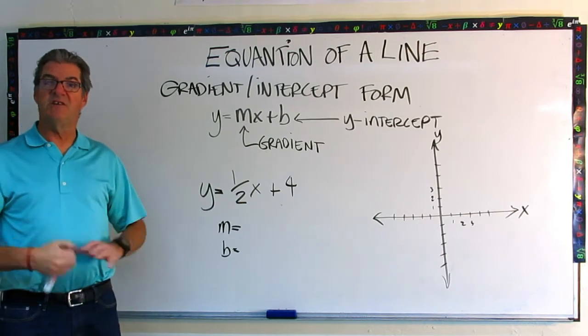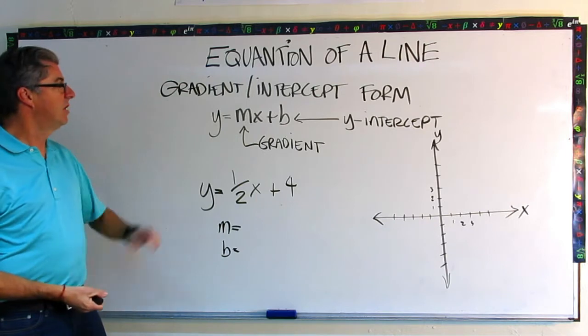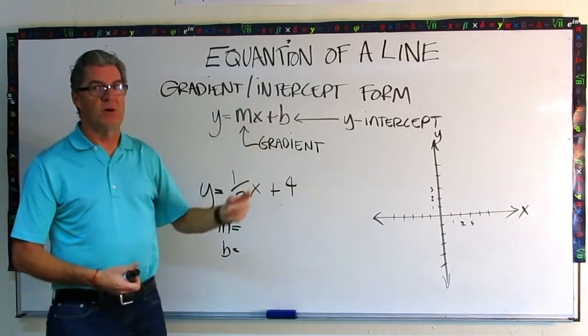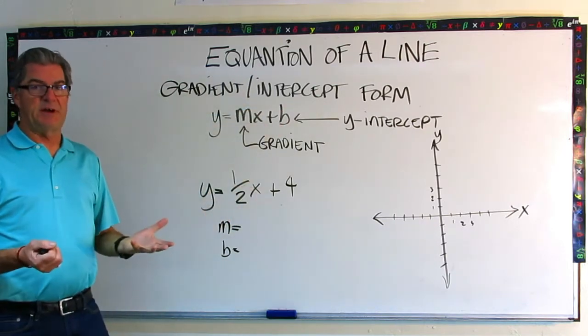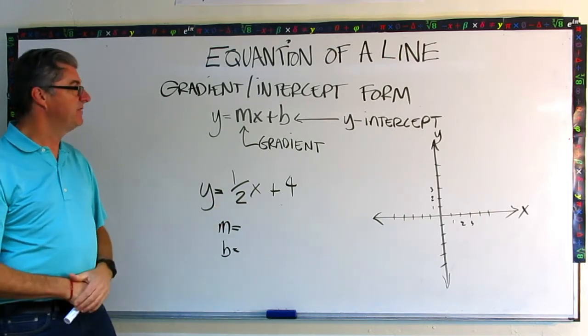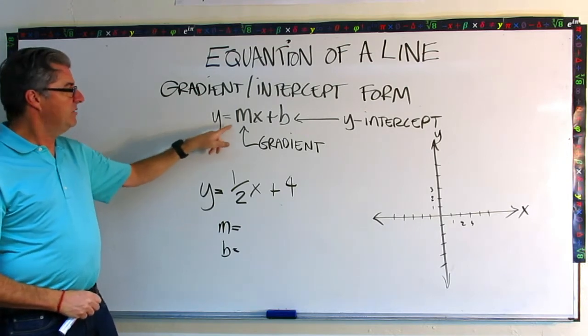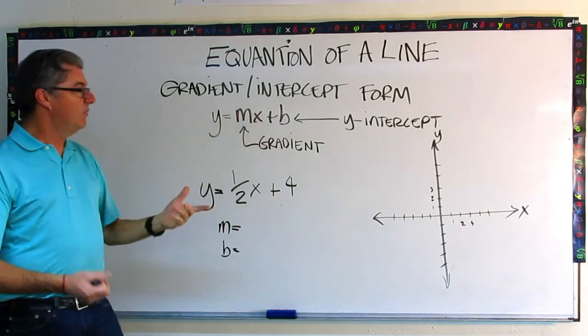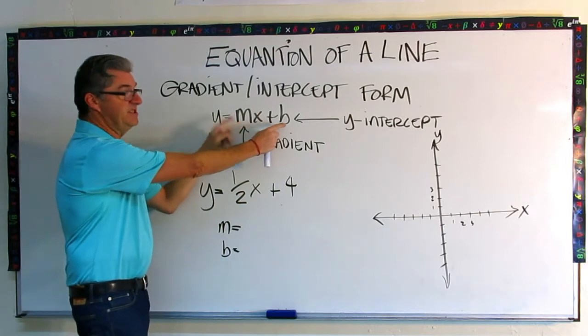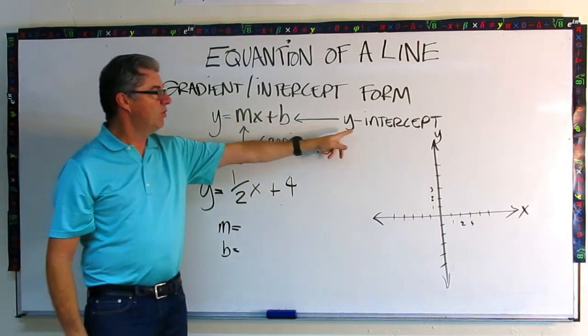Okay, equations of lines come in lots of forms. This one is a real standard go-to form. It's called gradient-intercept form. It's also called slope-intercept form. Remember, gradient and slope are two words that are interchangeable. They mean the same thing. So here's the form with just letters. Y equals mx plus b. Now what do these m and the b stand for? M is your gradient or your slope, and b is your y-intercept.